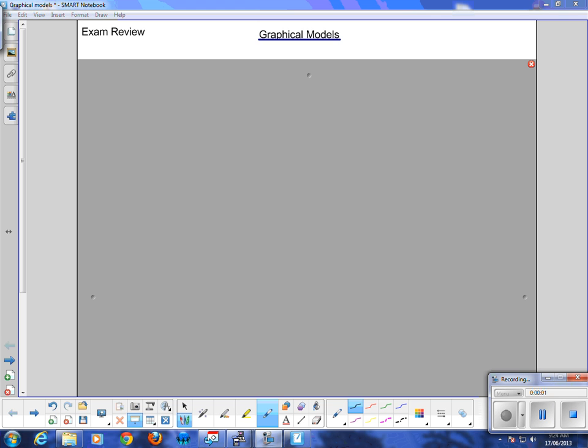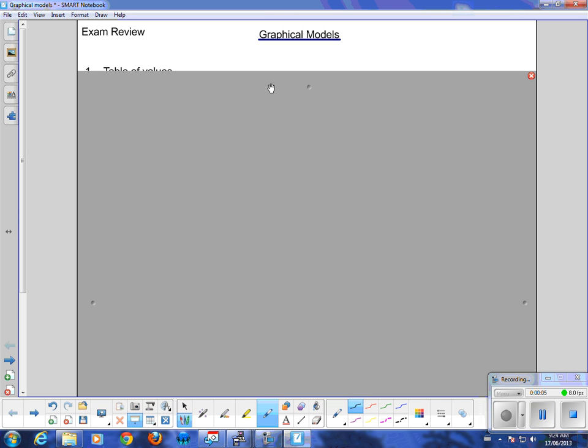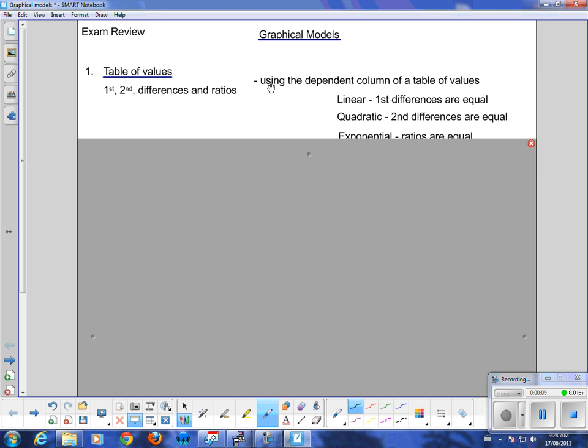When it comes to reviewing the exam for graphical models, again, remember the most important thing is probably to redo the unit test for this. Okay, so the first thing that we want to talk about when we're talking about graphical models has to do with the table of values.